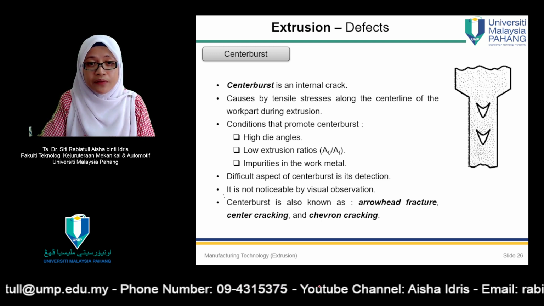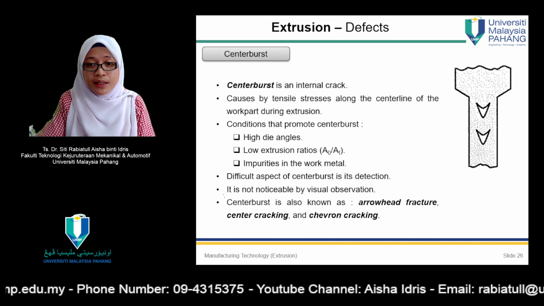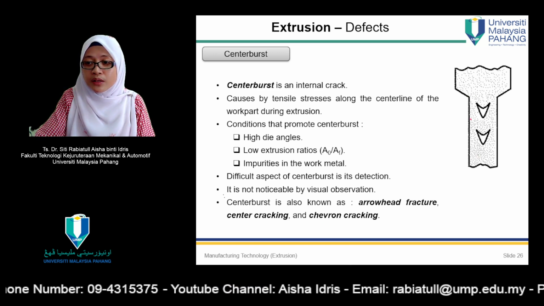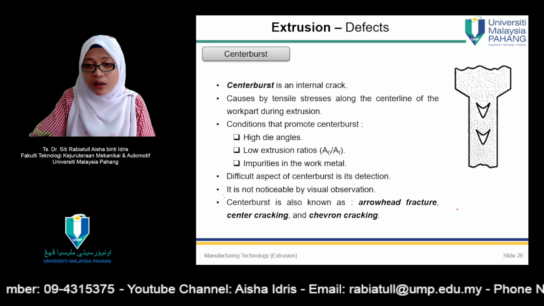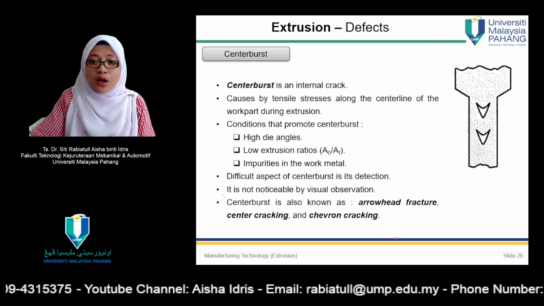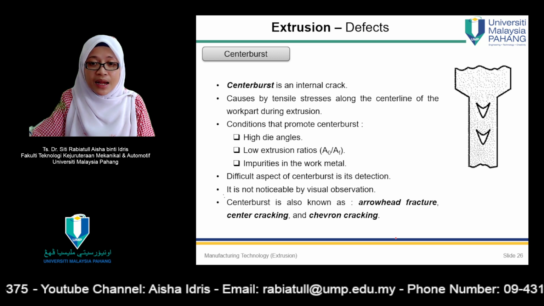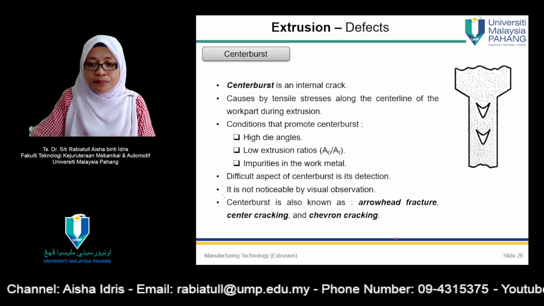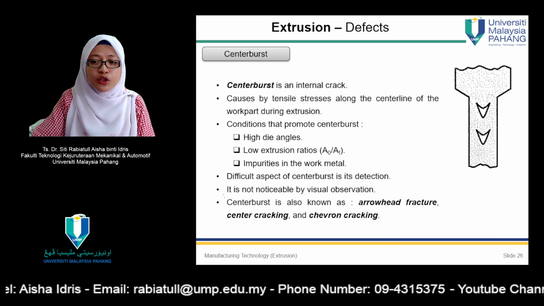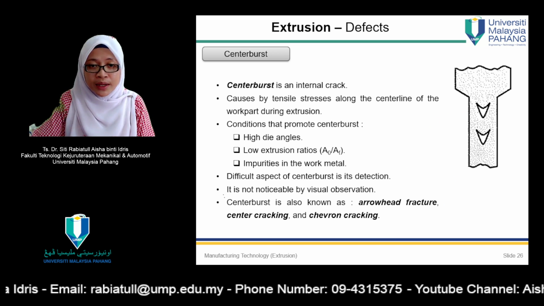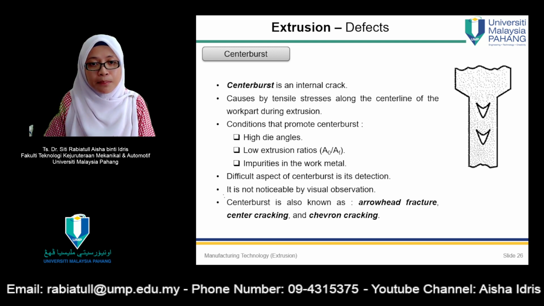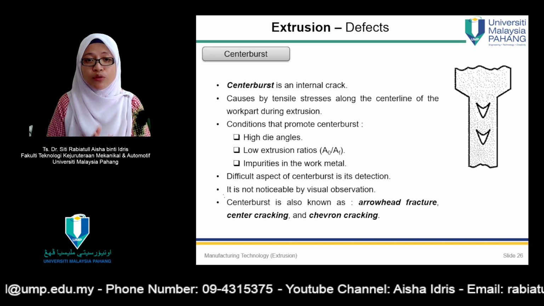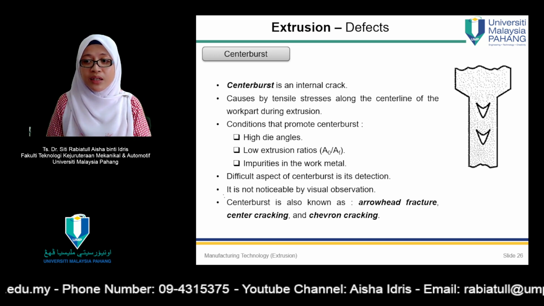Now let's look at the extrusion defects. What are the defects available through this process? Number one is center burst, also known as internal crack. It is caused by tensile stresses along the center line of the work part during extrusion. Normally this is very difficult to detect, and if we want to check it, we need to take a random sample and do a cross section. Cross section means we have to cut the samples in order to look at the defects inside.